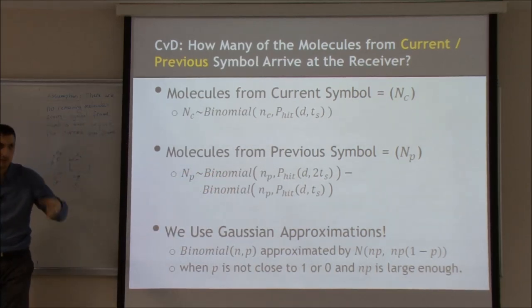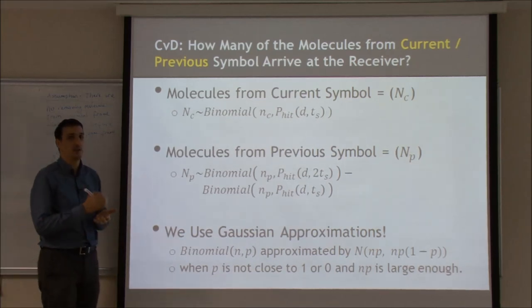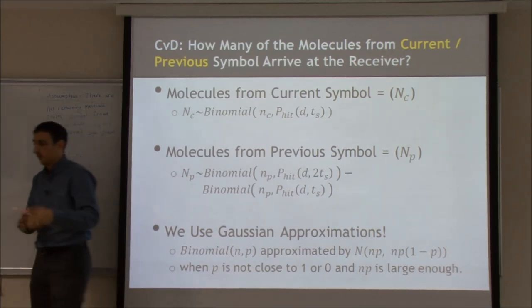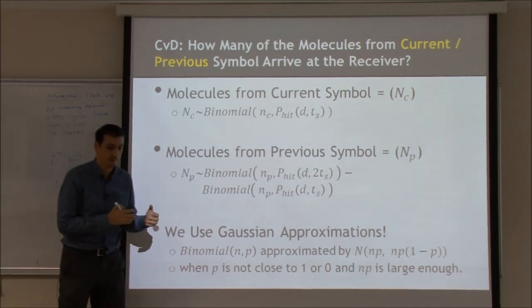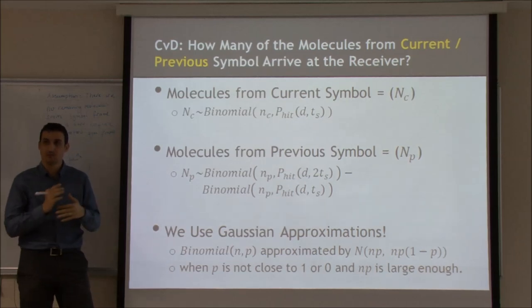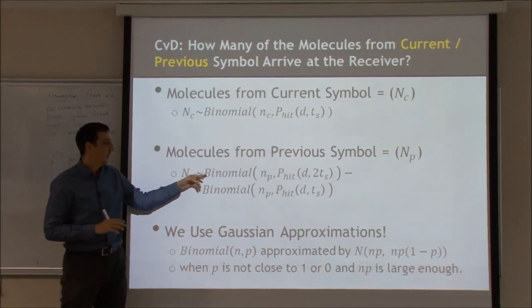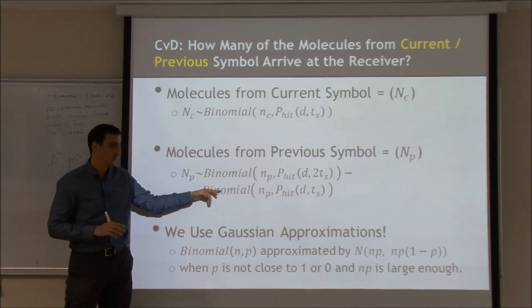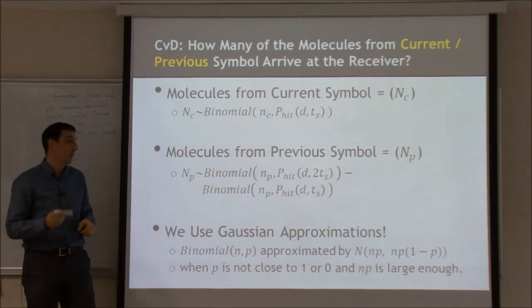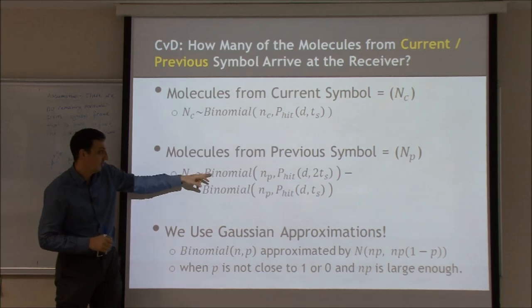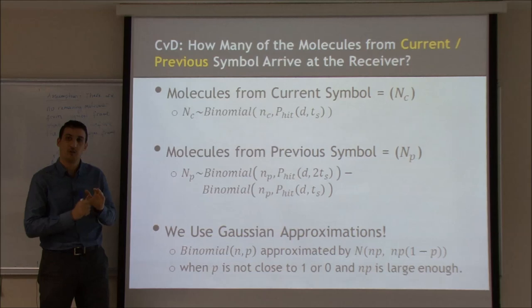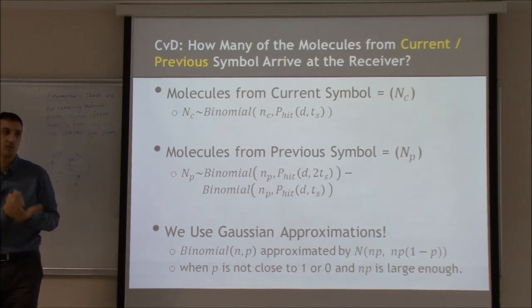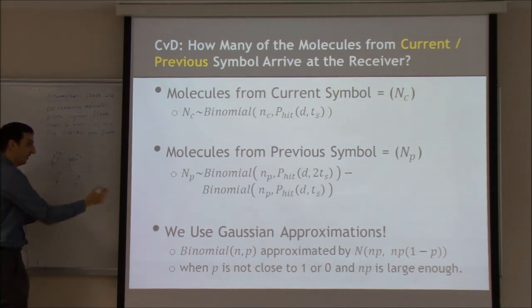Summation of binomials are again binomial, but subtracting two binomials does not result in a binomial. So we make the Gaussian approximations for both, and this is the easier part. We make them Gaussian, then we subtract them. How do you subtract two Gaussian random variables, for example, or add?